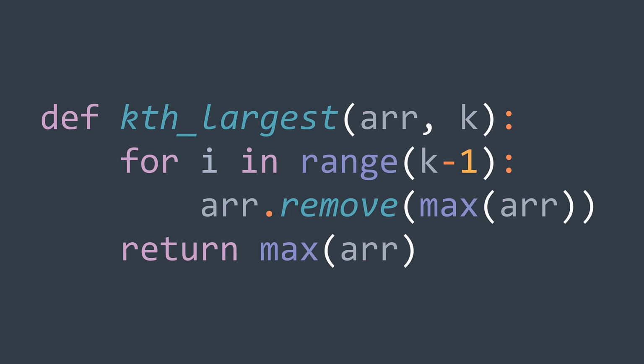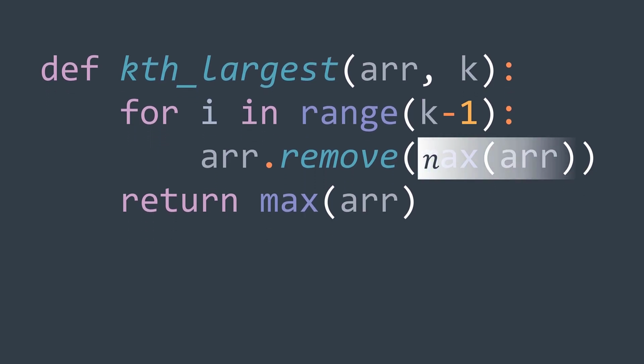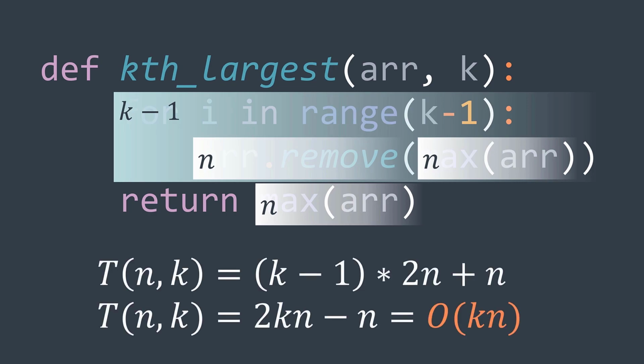For the time complexity, searching for the maximum costs O of n, where n is the number of elements, and removing it from the array costs n in the worst case, because we may need to shift all the n-1 elements. And our loop is repeated k-1 times. We have k-1 times 2n, plus n for finding the final largest element. In total, we have k-1 times 2n plus n, which is 2 times k times n minus n, which gives an O of k times n time complexity, where n is the number of elements of R.